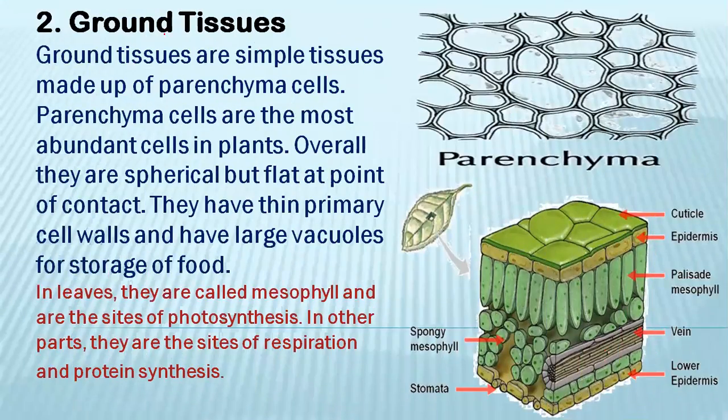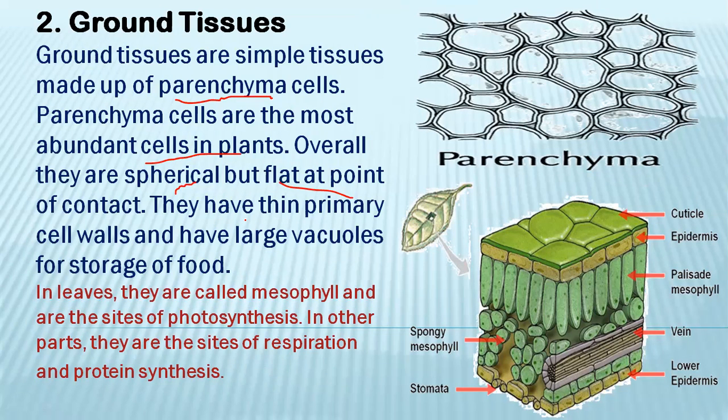The next tissues are ground tissues. Ground tissues are simple permanent tissues, and they are called parenchyma tissues because they make the base substance of some parts of the plant, and they are the most abundant cells in the plants because they do what? Photosynthesis. Overall they are spherical in shape, but they are flattened at the points where they join. Then there are spaces among them also.